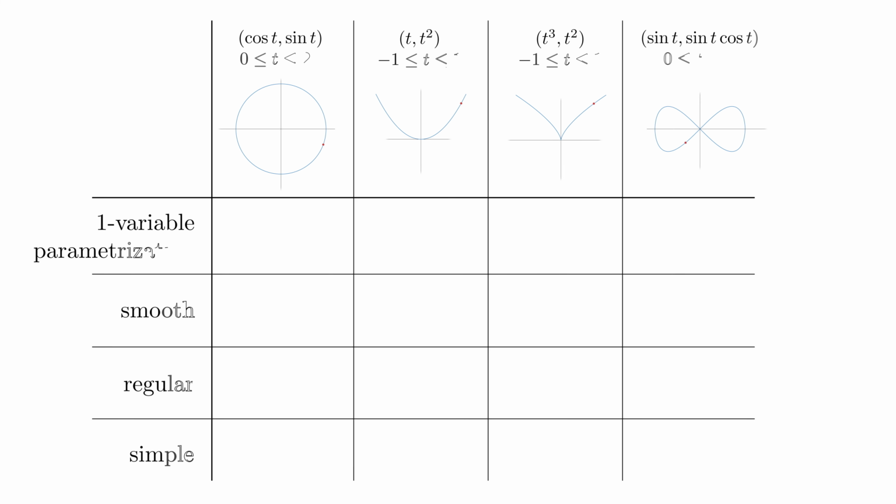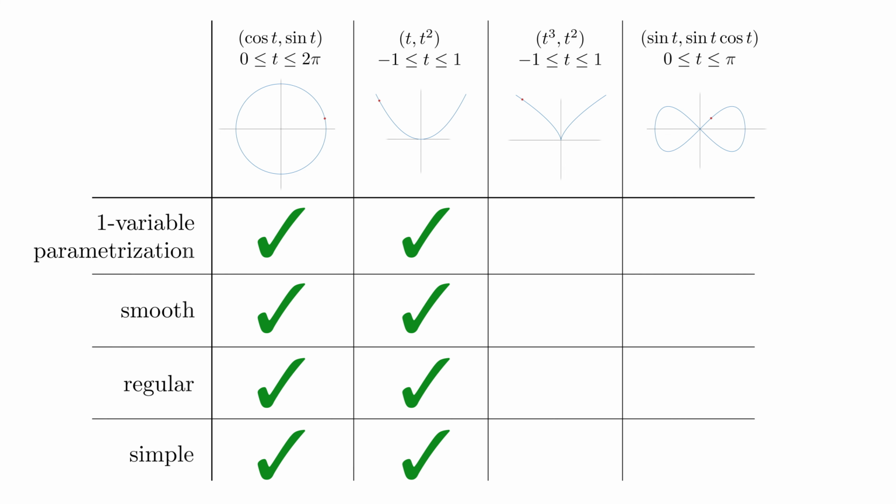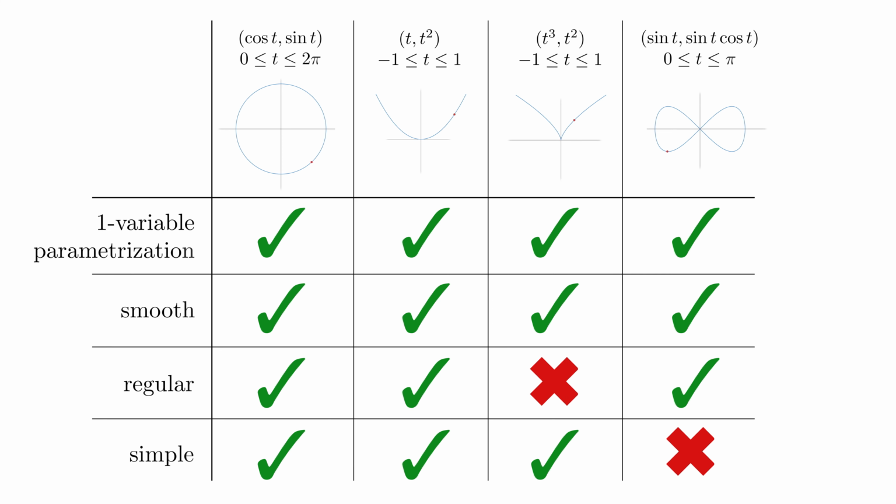Looking back at our 4 examples, we can finally identify what should and should not be curves according to our definition. The circle and parabola have simple, smooth, regular, one-variable parameterizations, so they are curves by definition. The cusp's parameterization was not regular, and the figure 8's parameterization was not simple, so they should not be curves. To actually prove they are not curves, we would need to check all possible smooth parameterizations of the cusp and figure 8, but that's a lot of work. Let's just bask in the glory of our newfound definition of curves.